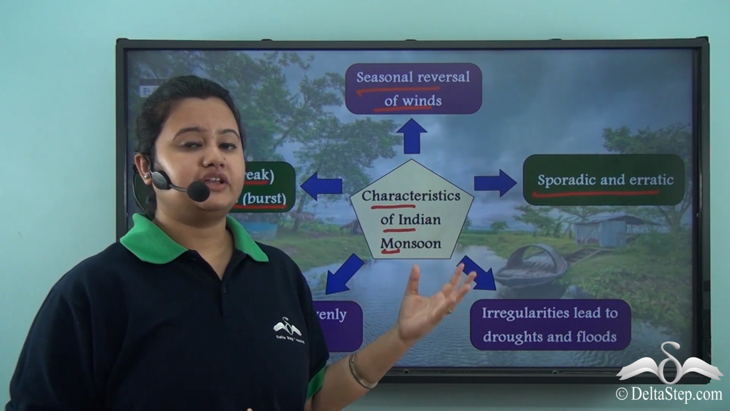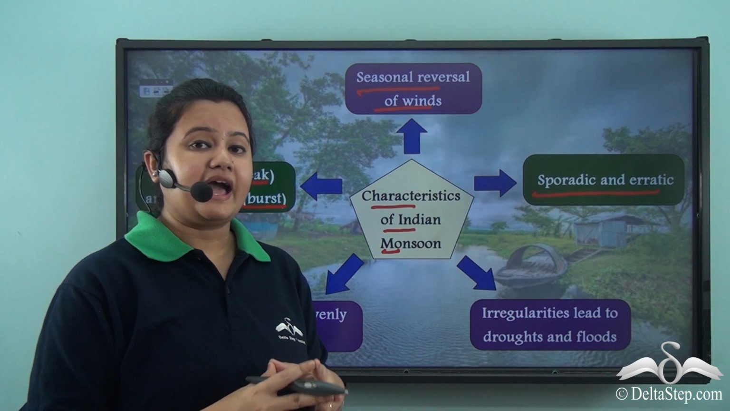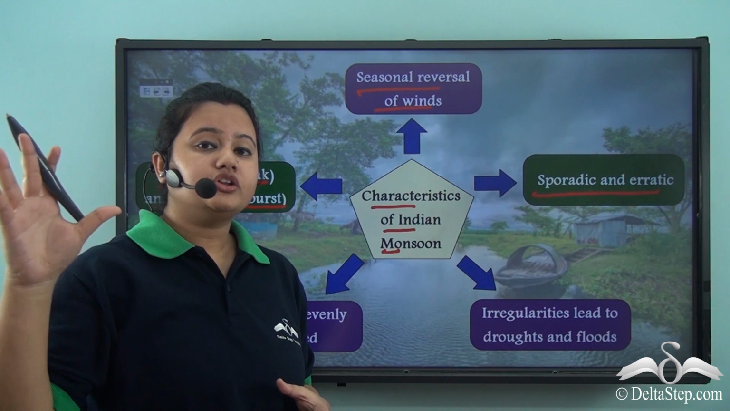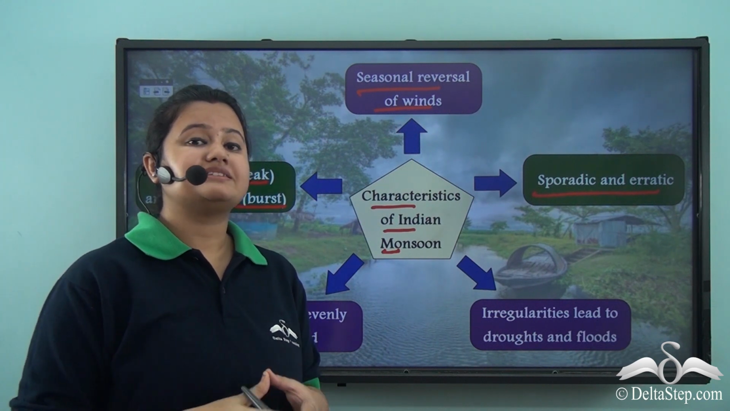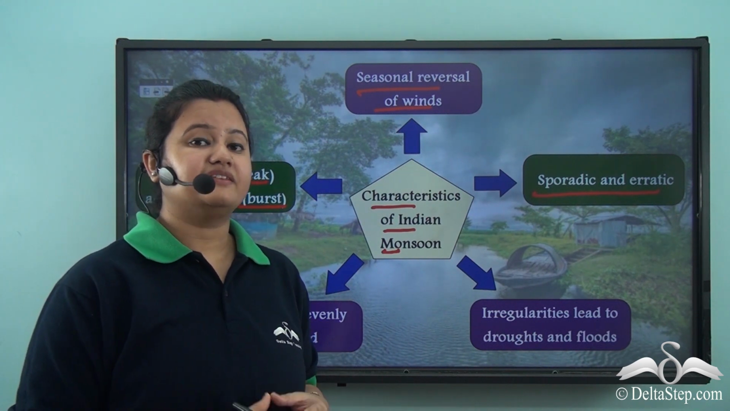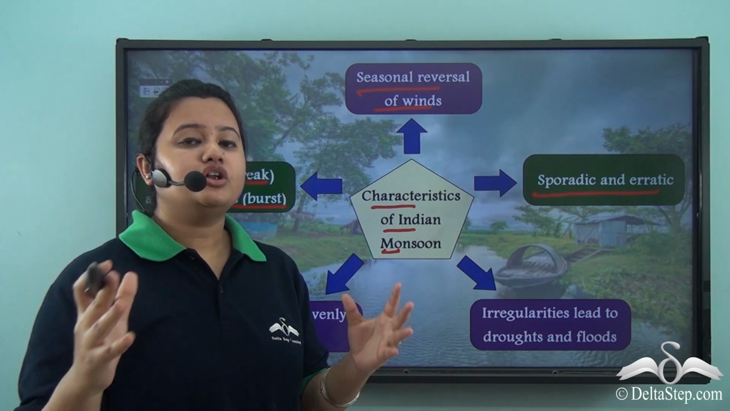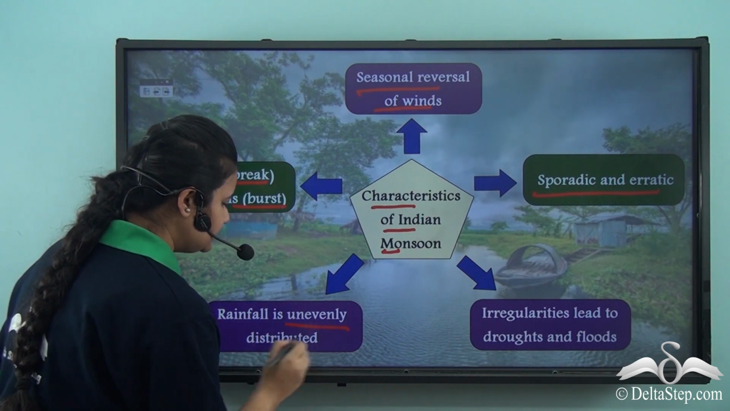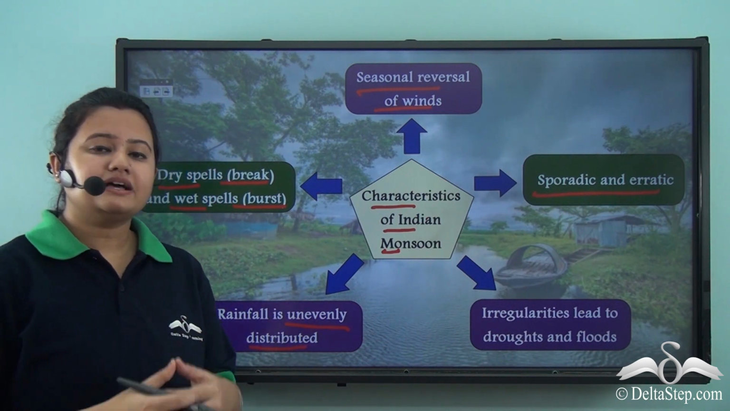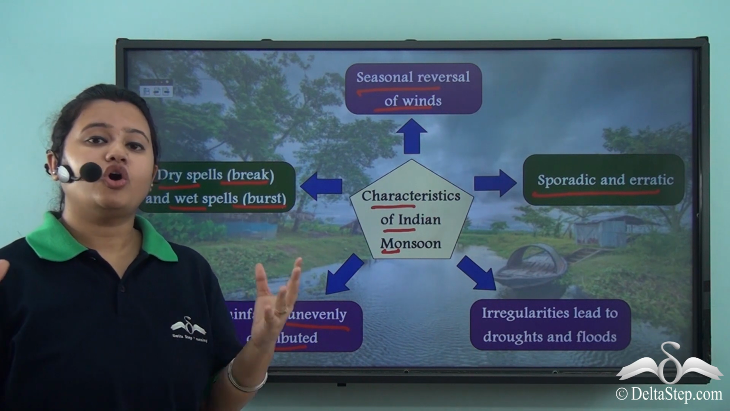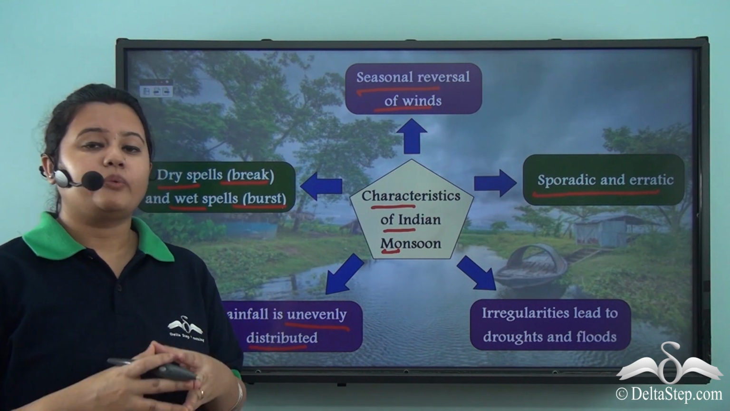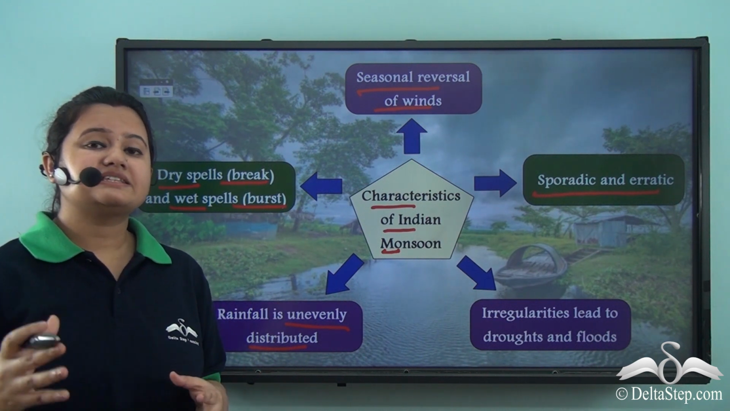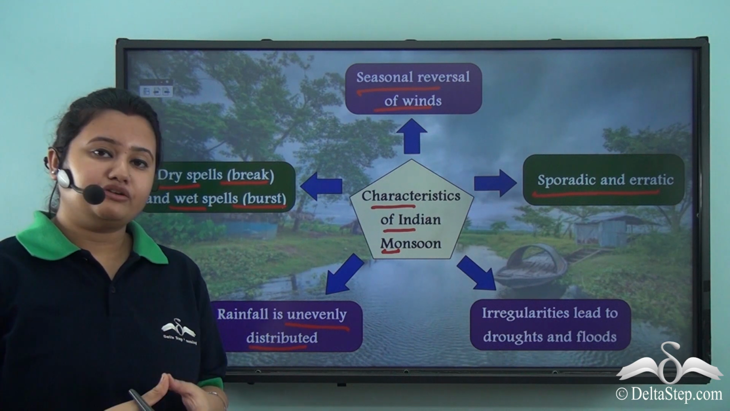The southernmost part of India is the first to receive rain and the last to observe withdrawal of monsoon winds, whereas the northernmost and the northwestern part of India is the last to receive monsoon winds and the first to observe withdrawal of monsoon winds. Again, rainfall in India is unevenly distributed, which means that there are some places that receive heavy rainfall, almost above 200 centimeter, whereas there are some other places that receive rainfall of less than 60 centimeter, that is scanty rainfall.